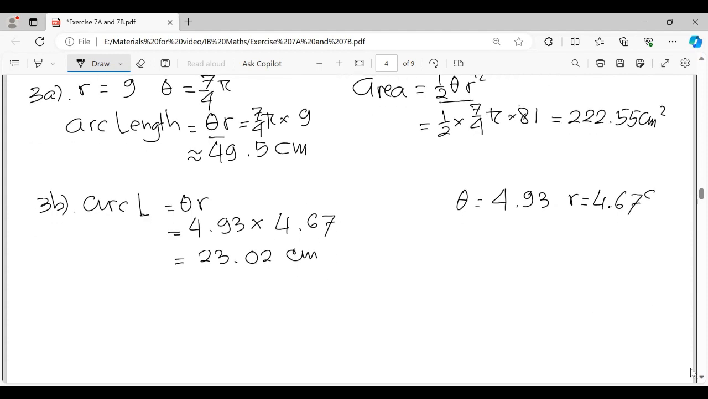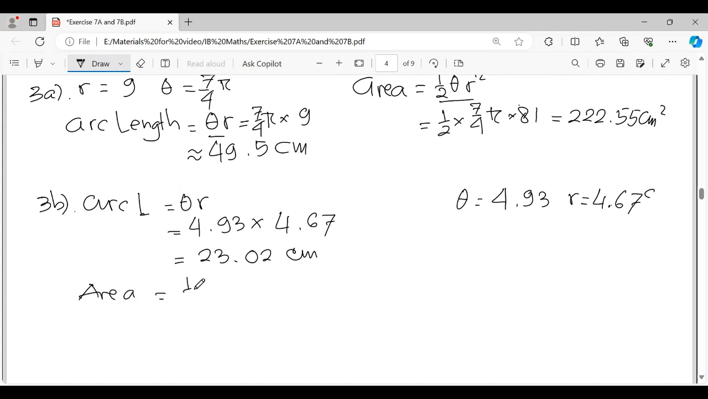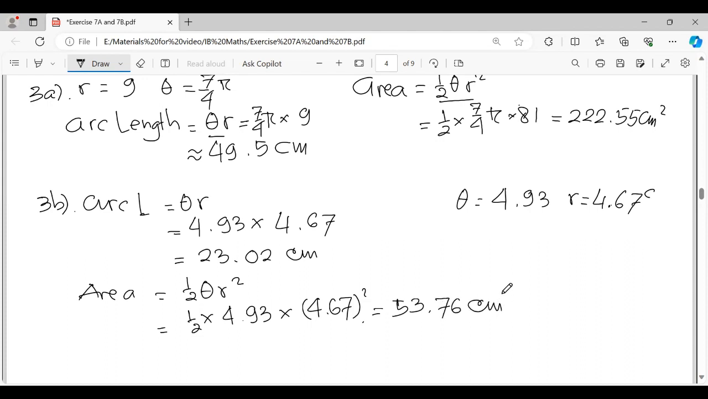So how about area? Sector area equals half times theta times r squared. So it becomes half times 4.67 times 4.93 squared. Okay, calculator. The area is 53.76 centimeters squared.